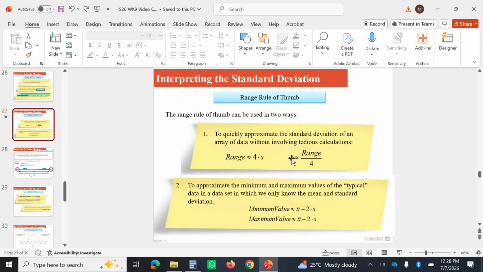Or you could use it there as a rough calculation to find the standard deviation, which is roughly equal to the range divided by 4. Okay, so to approximate the minimum and maximum values of the typical data in a data set in which we only know the mean and standard deviation, the minimum value would be the mean minus 2 standard deviations. The maximum value would be the mean plus 2 standard deviations.